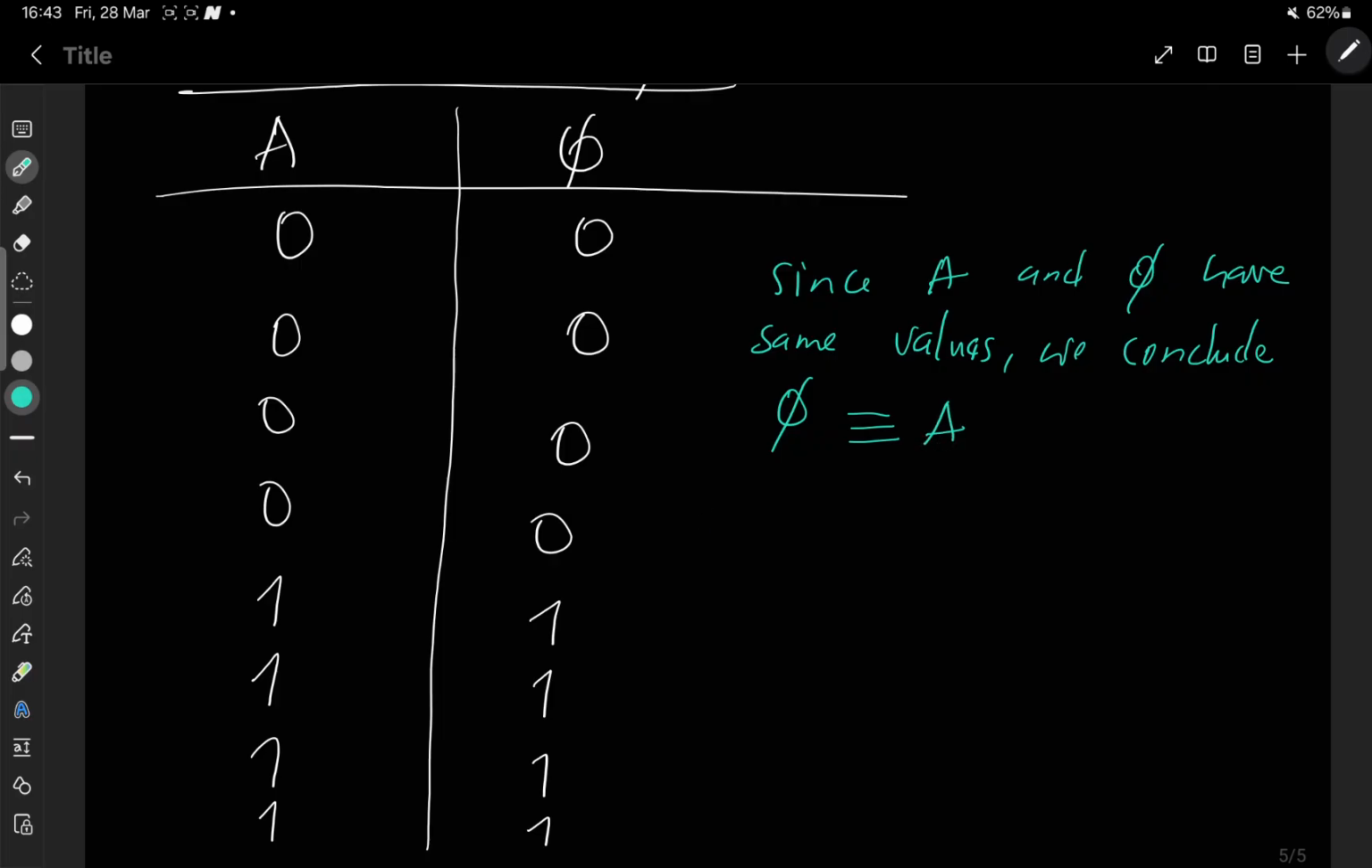This is called phi, and here this is called psi. That is the Greek alphabet.